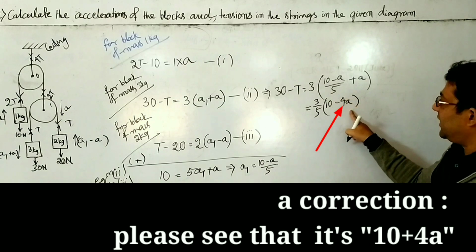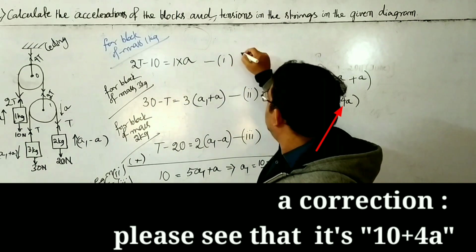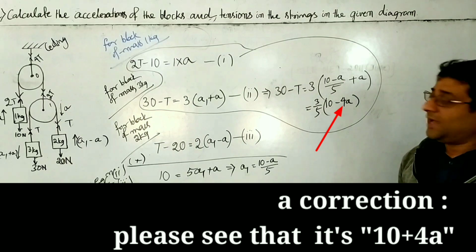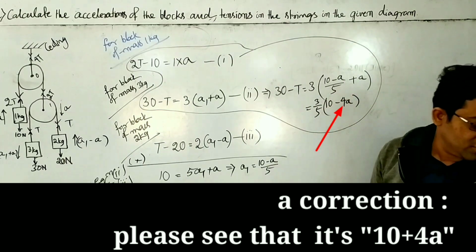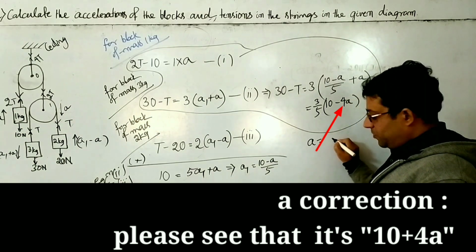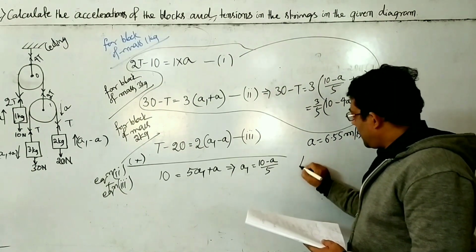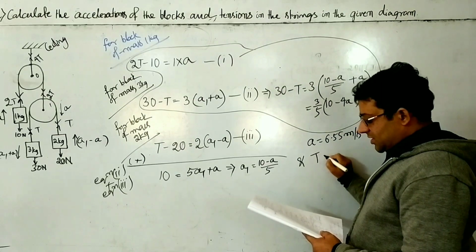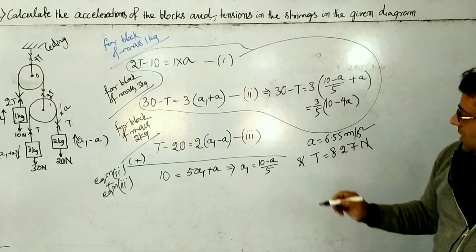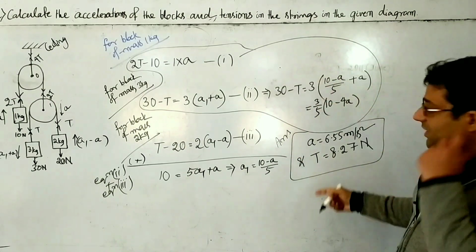So there are 2 unknowns, T and A. A1 we eliminated, and 2T minus 10 is equal to A. Solving this and this, now we can find out T and A. I am going to write the answers; you will do it on your own. Acceleration A is coming to be 6.55 meter per second square, and tension T is coming to be 8.27 Newton. These are the answers coming. You solve these 2 equations and get this answer.